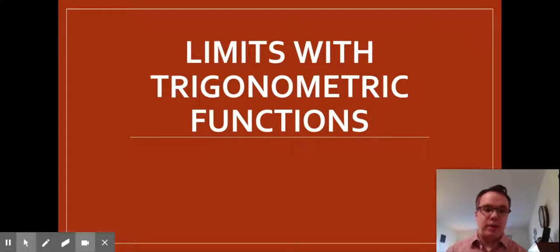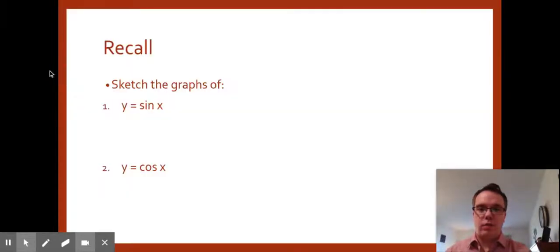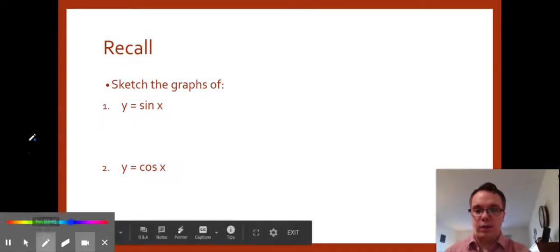We've been talking about limits, and the last thing we're going to learn about using limits is limits with trig functions. All right, so the first thing we're going to do is look back at our sine and cosine graph so that we can remember how those values work.